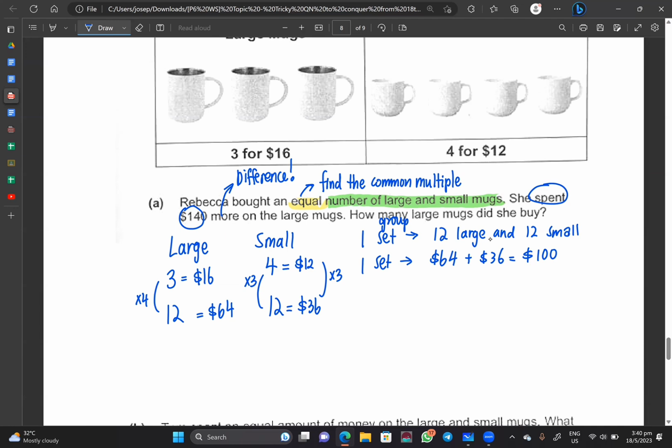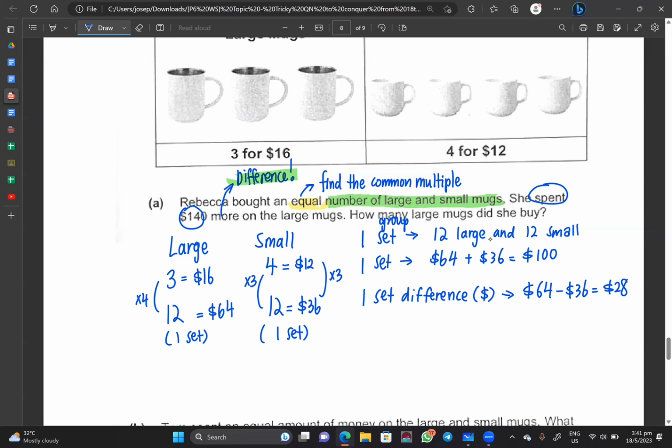You understand so far? But the question is using difference. The question is using what? Difference. Since the question is using difference, we're going to say, what is one set difference? Do you have any idea? Can you see this is one set? You agree that this is one set, right? What is the one set difference over here? Absolutely. You understand so far? So 64 minus 36, we get our answer of $28. Understand? This is the difference.